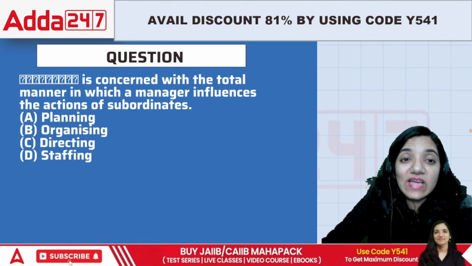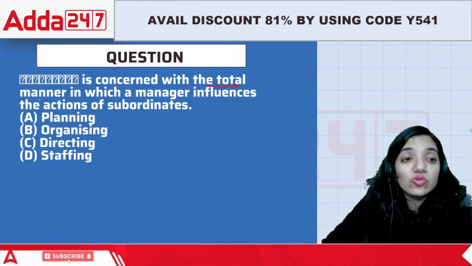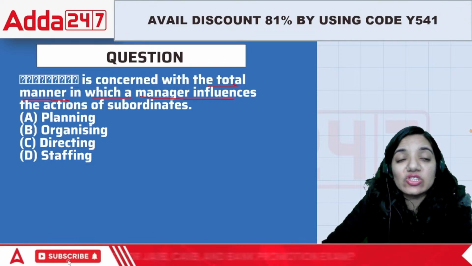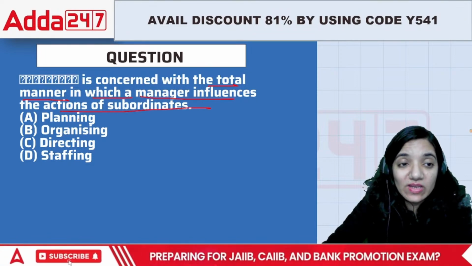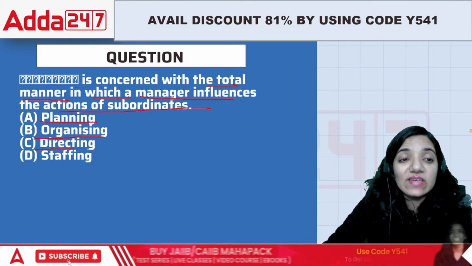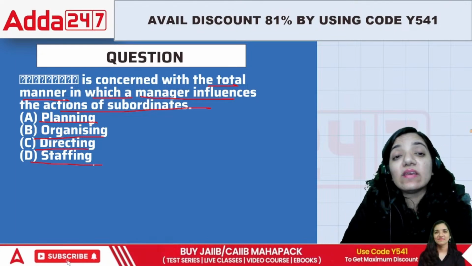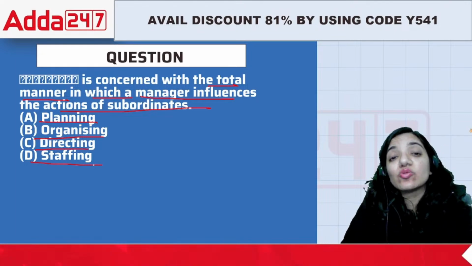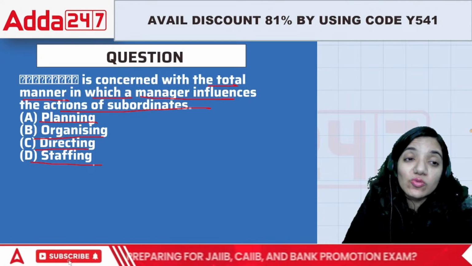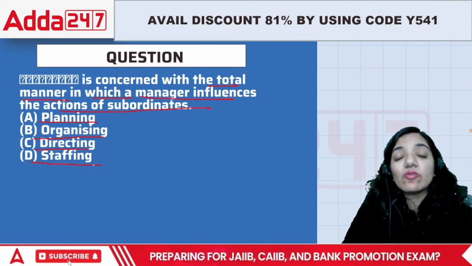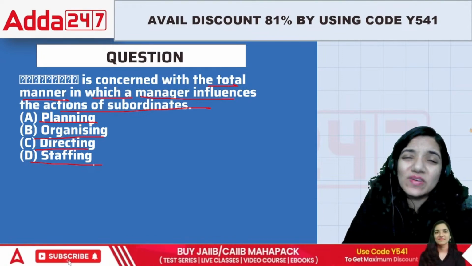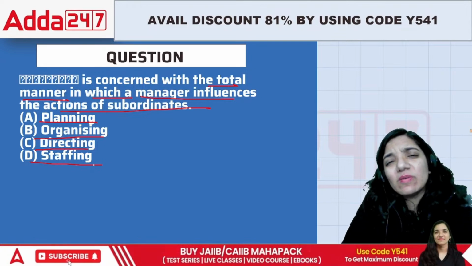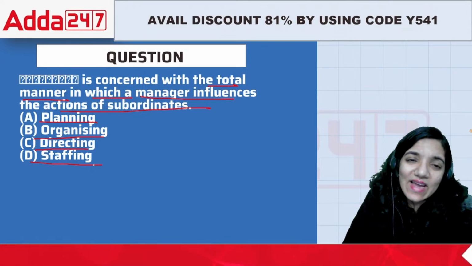Next question: dash is concerned with the total manner in which a manager influences the actions of subordinates: planning, organizing, directing, or staffing. The question says dash is concerned with the total way through which the manager influences the actions of others. See, nobody is interested in working. Most of the people would like to just make money while sitting idle in the office.